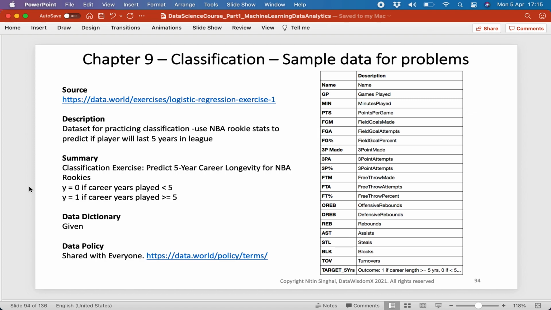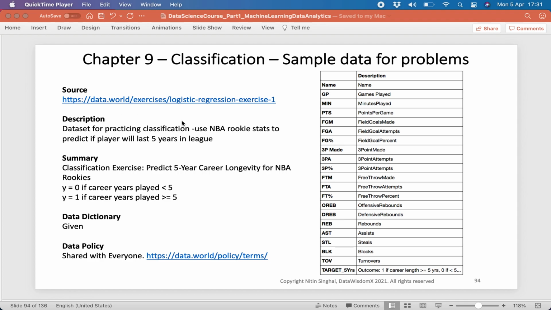They are good data sources. Similarly, data.world. But be careful if you're using the data for commercial purposes. So just check the data policy, that yeah, the data is public and it can be shared with everyone. Generally, it's stated. So we are using public data sets. The first data set we'll use is from data.world.